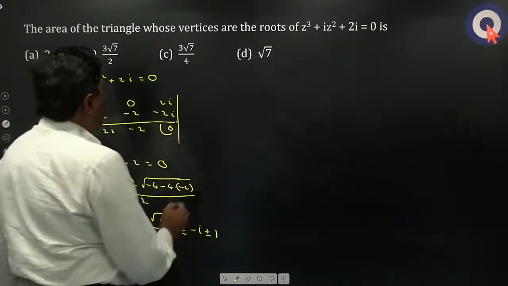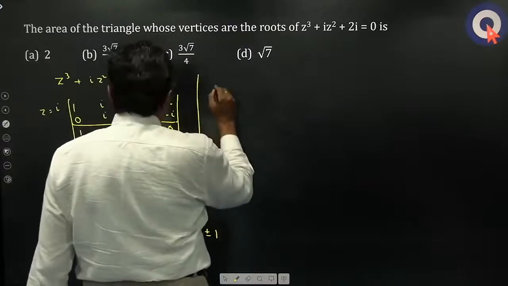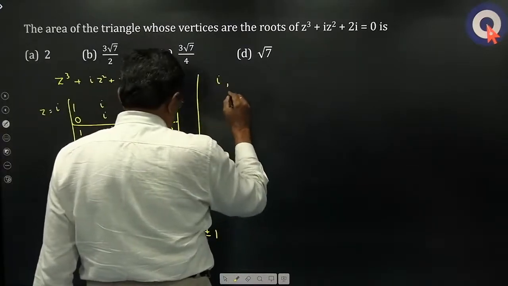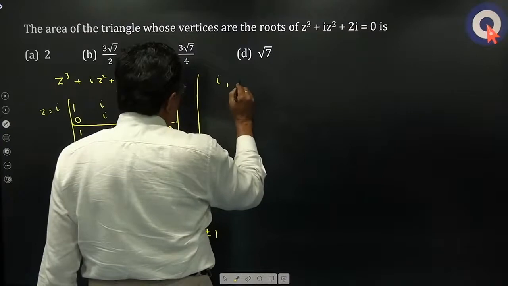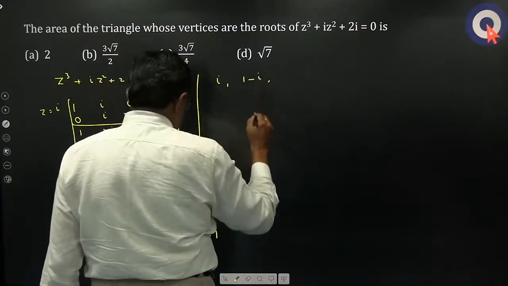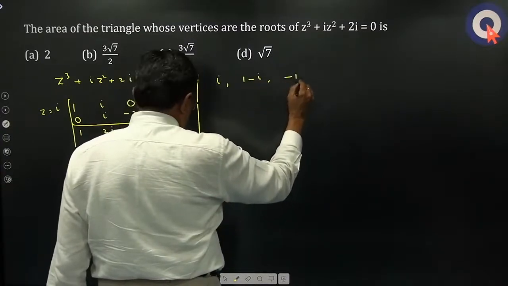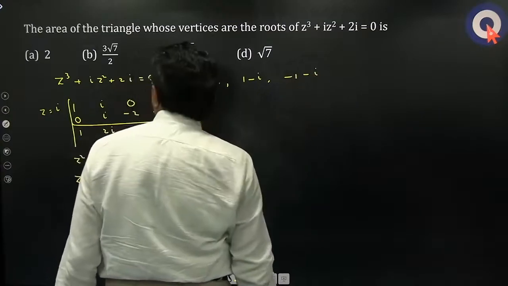So this is minus i plus or minus 1, right? So the other roots: i is one root, 1 minus i is another root, and minus 1 minus i is another root.